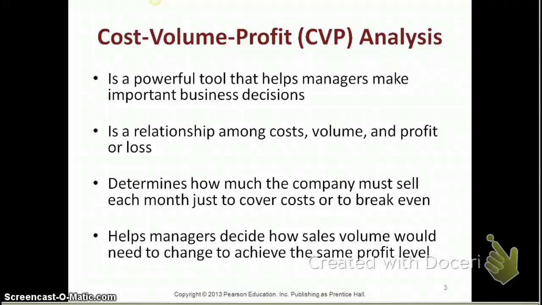This chapter deals with cost volume profit analysis. Cost volume profit analysis is a tool that helps managers make important business decisions. Basically, all it is the relationship between cost, volume, and profit or loss. We'll discuss how we use CVP analysis to figure out our break-even point, and also use CVP analysis to figure out how a company could earn a desired profit level.